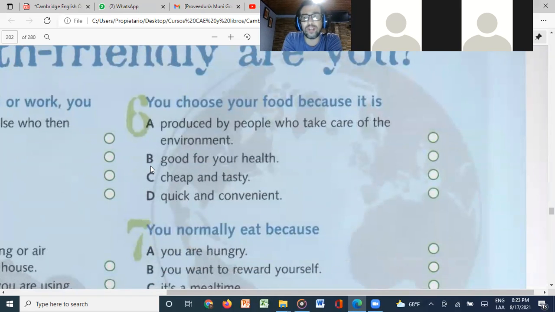Let's go with number 6. You choose your food because it is produced by people who take care of the environment, good for your health, cheap and tasty, quick and convenient. David? I think that I choose the C. Cheap and tasty. That's it. Okay. And Marielos, what about you?